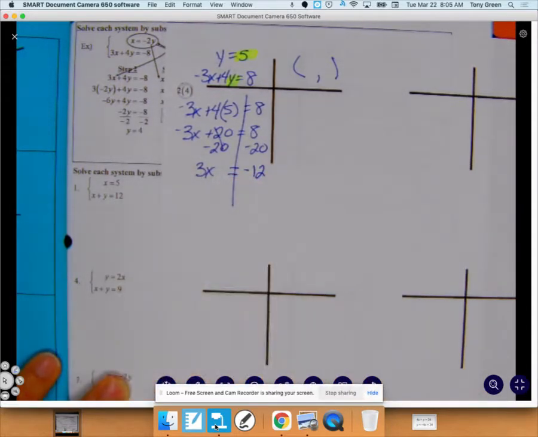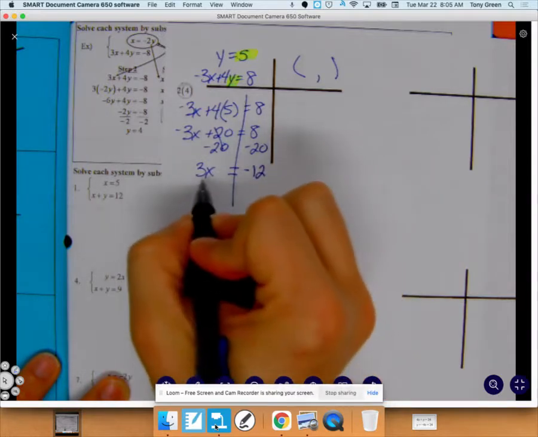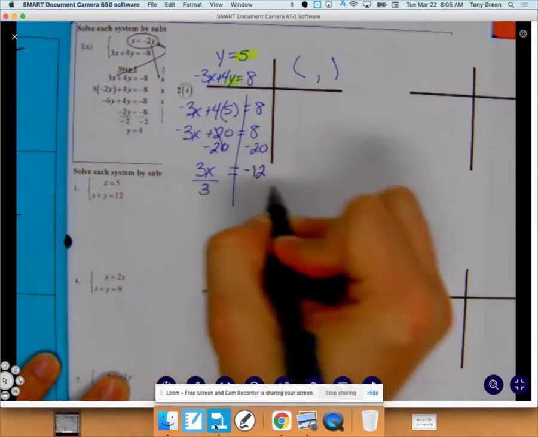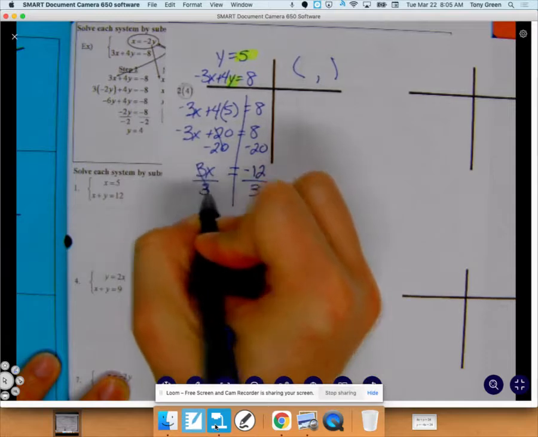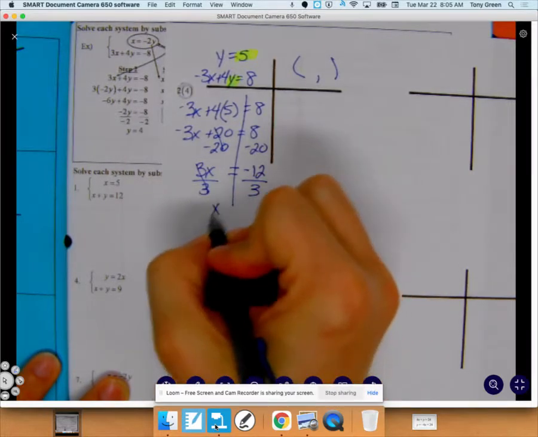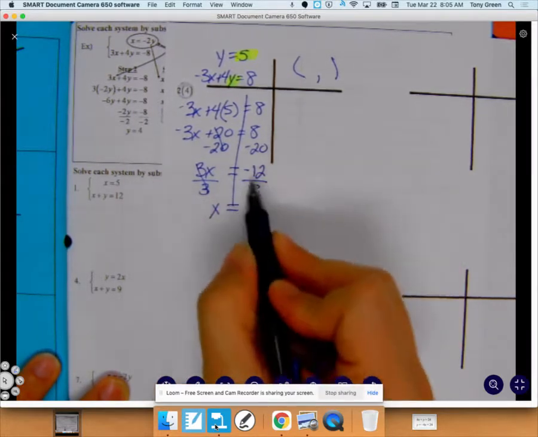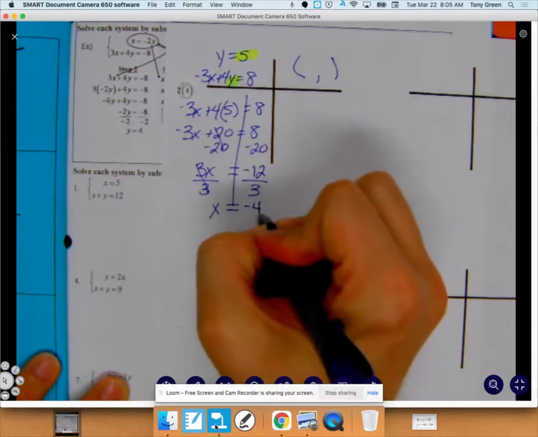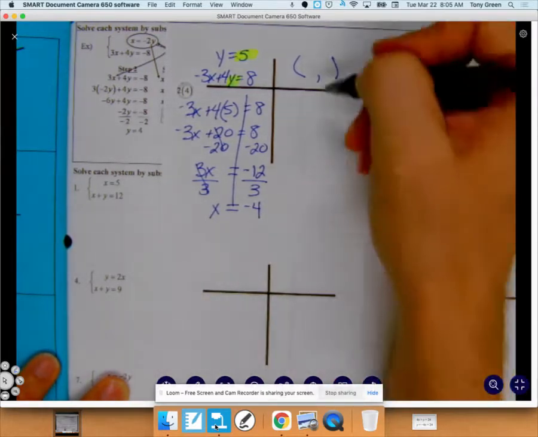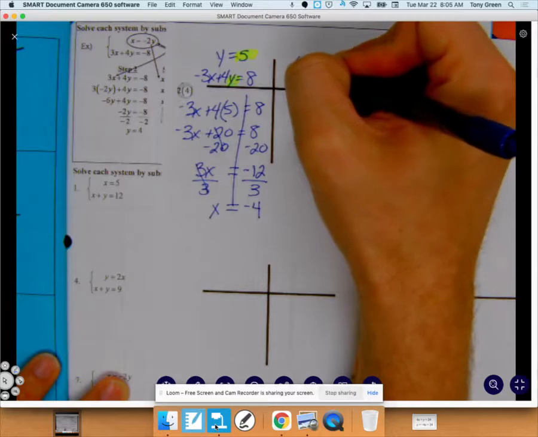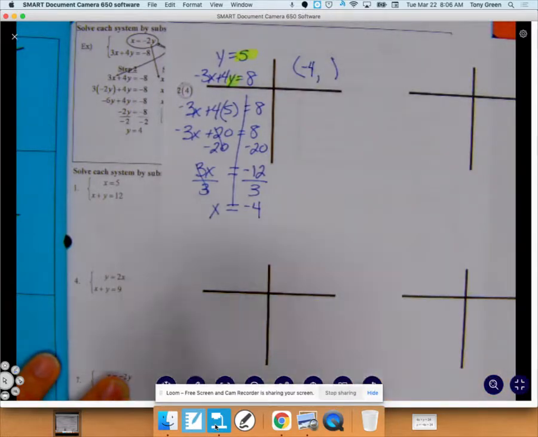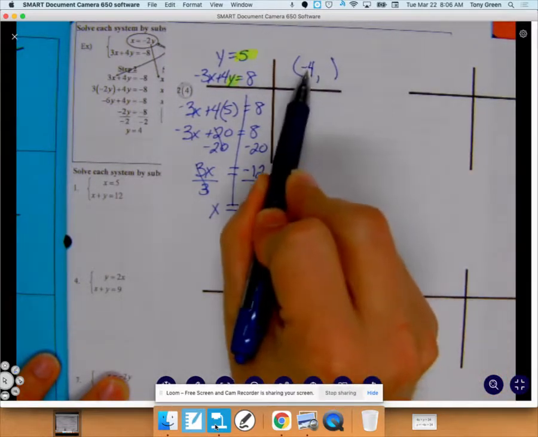Now we can get rid of that times 3. The inverse of times 3 is dividing by 3. So the 3's cancel out. 3 divided by 3 is 1, so x equals negative 12 divided by 3, which is negative 4. So now we figured out part of our answer: the x value is negative 4. X is the first term in our ordered pair. It's always x, then y.